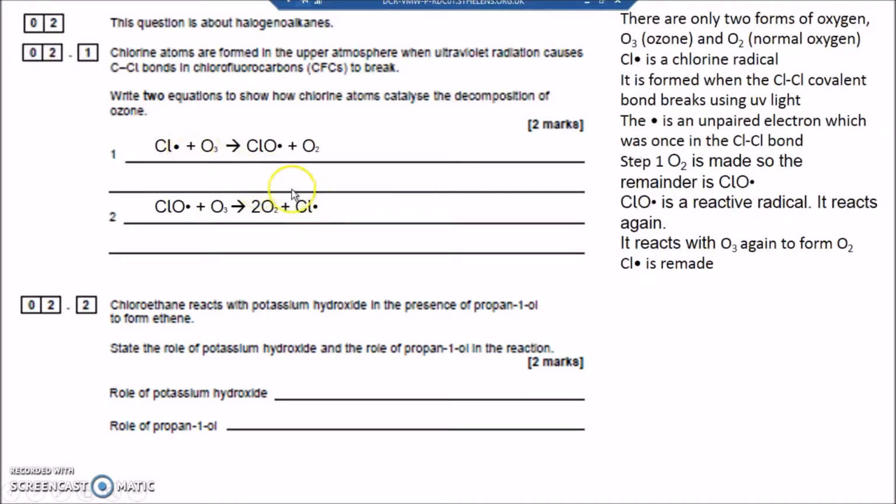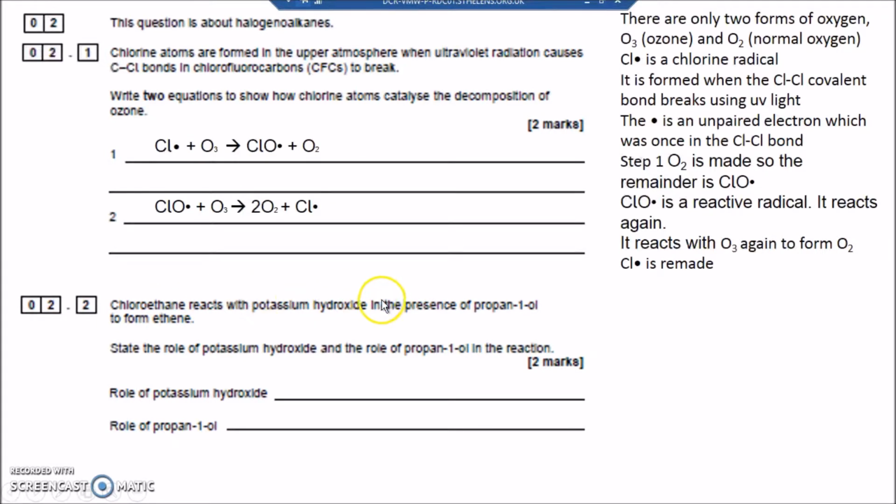I've remade the chlorine radical. It's a catalyst. This is called a chain reaction where it goes on and on and on. The Cl dot is remade. It's a catalyst. That's why one Cl dot from a chlorofluorocarbon or from chlorine in the upper atmosphere in the presence of UV light, one chlorine radical can react with an awful lot of O3 and can cause holes in the ozone layer and some skin cancers.